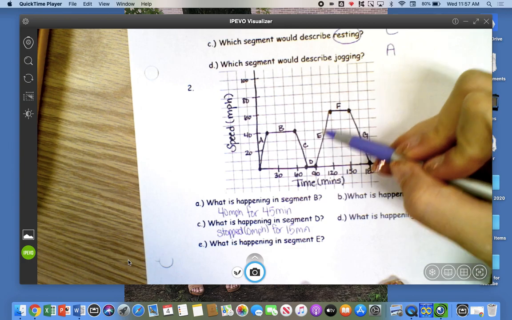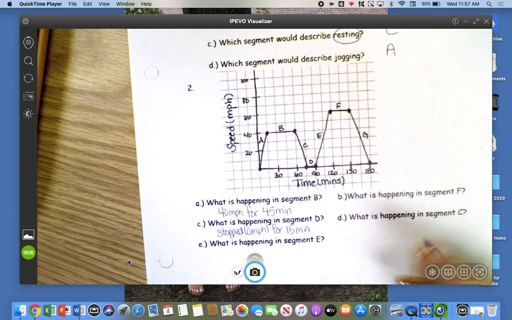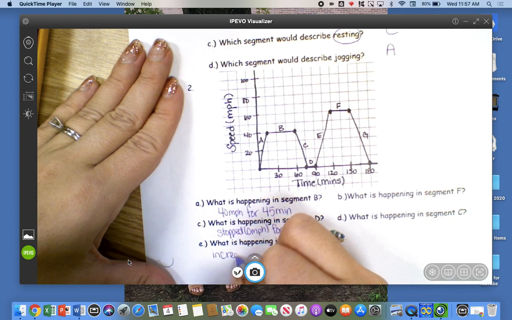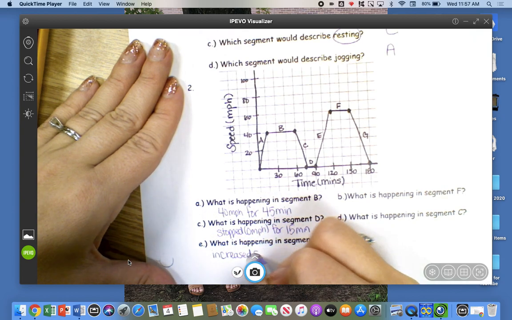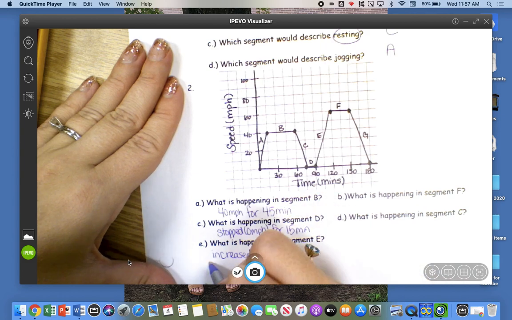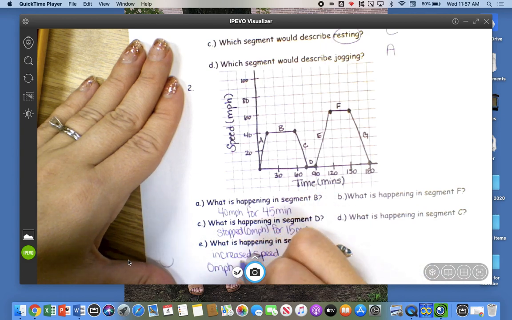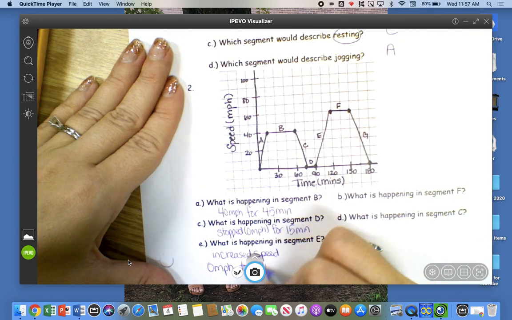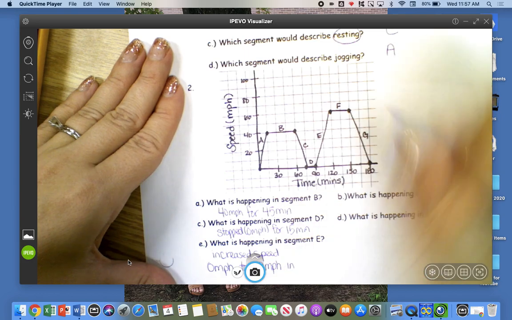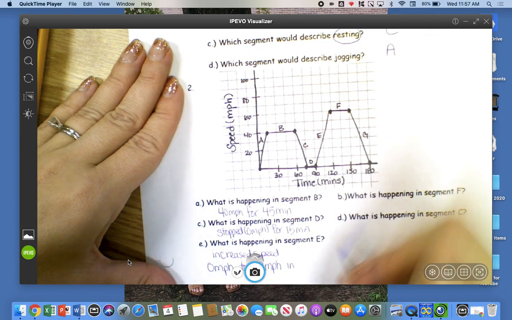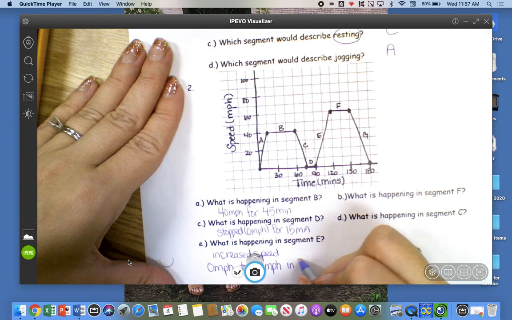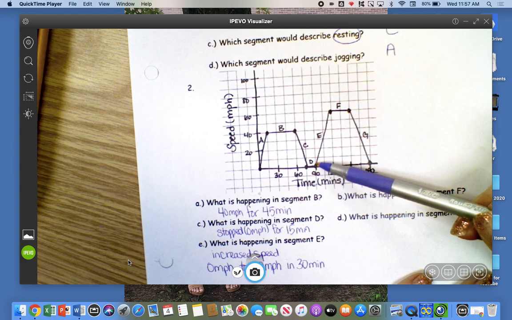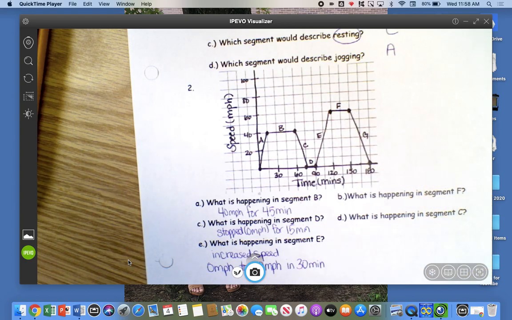All right, this is an increase of speed. So we increase speed from 0 miles per hour to, how fast did we end up going? 60 miles per hour. In how much time? 30 minutes. Started at 90, ended at 120. So over that 30-minute period, we're just gradually increasing our speed as we travel.